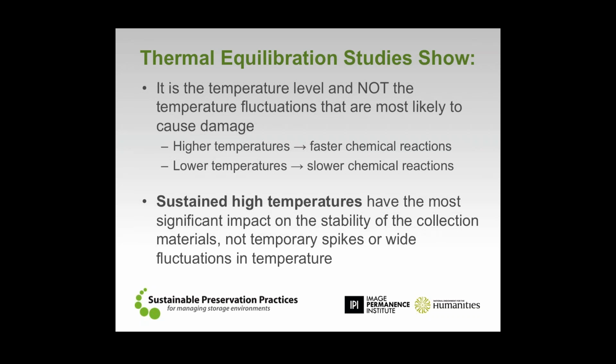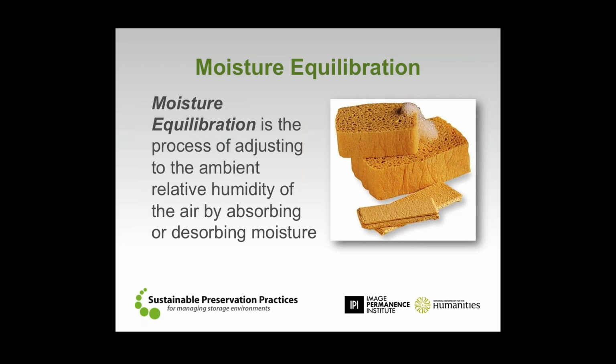The downside is we also realize that as the environments reach those temperature extremes, the collection will feel those relatively quickly. To think about moisture equilibration for a couple of minutes, that's simply the process of adjusting to the ambient relative humidity of the air by an object that can absorb or desorb moisture. And again, we're getting back into these hygroscopic materials. So there's our good example of bread and how quickly it can either become stale or take on moisture and soften back up based on the amount of moisture that surrounds it.